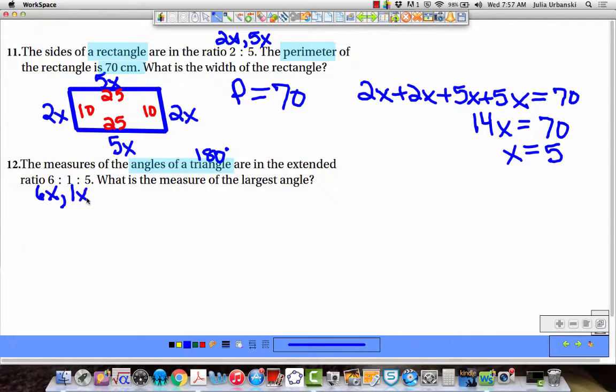6x. Good. And the last thing I'm going to ask you is, what question are they asking you for? The largest angle. So you're not going to plug it in 3 times, are you? Where are you going to plug it in? Into the 6x, the largest one. Okay, go. Take a couple minutes to try that one.